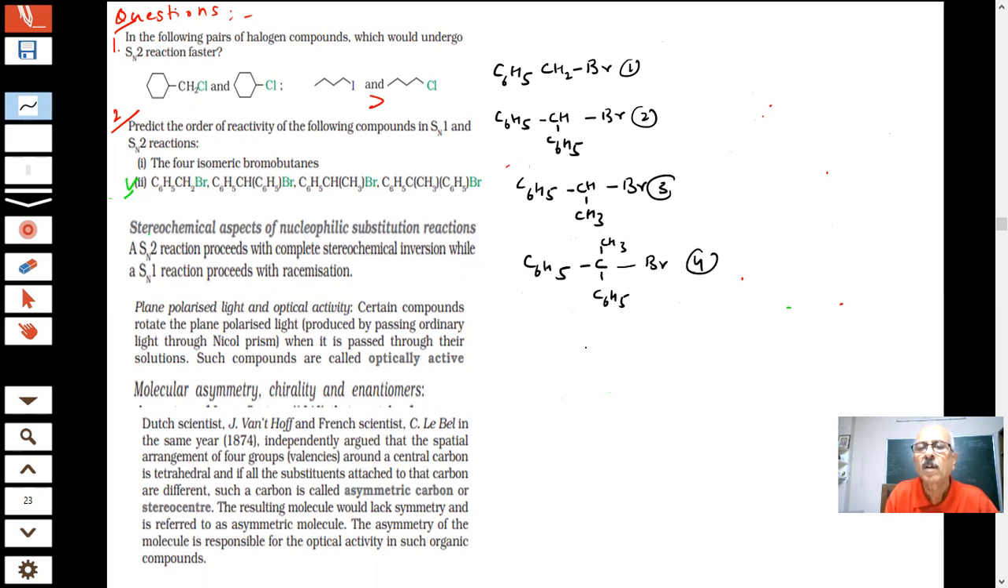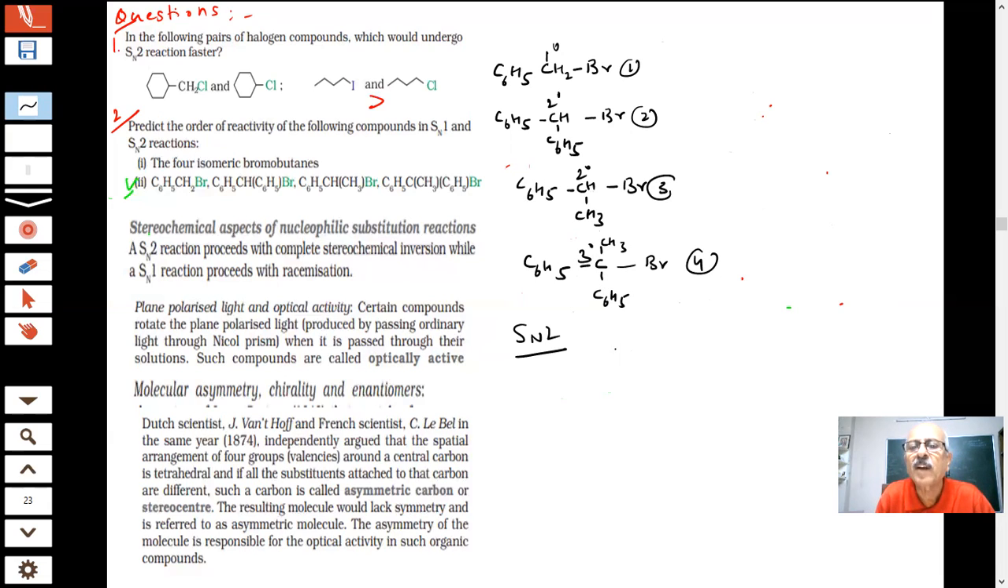First I go for SN2. Tell me, for SN2, which carbon? This carbon is 1 degree. These two carbons are 2 degree. This carbon is also 2 degree. This carbon is 3 degree. And also these are big groups; the size is increasing.